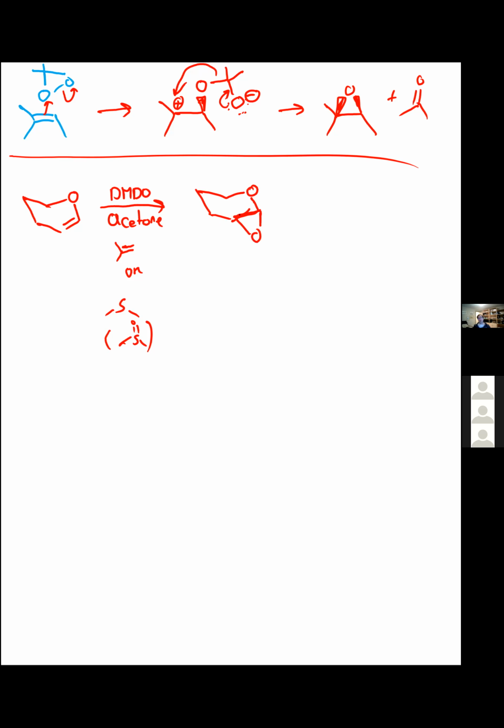Notice I'm still drawing this kind of in a chair conformation, or a boat conformation. And that's because it still can't adopt a chair. The epoxides can't do that. If you try and do it with your model kit, it will break. But you can kind of get it to work in a boat.